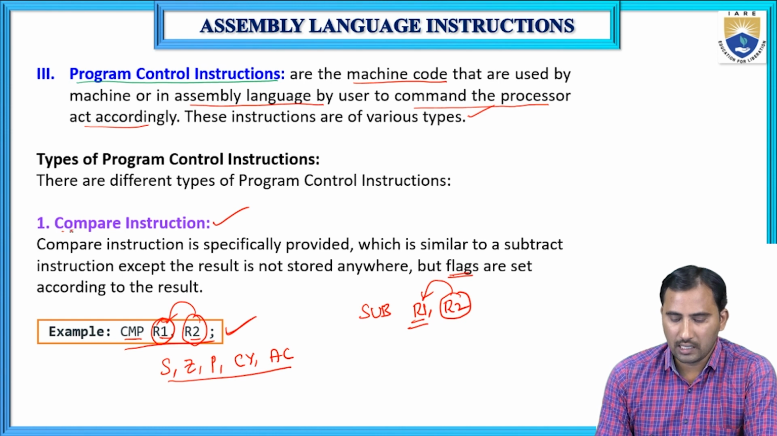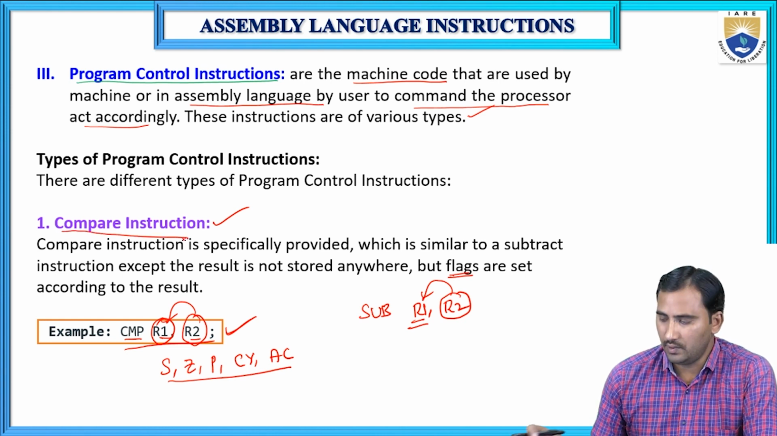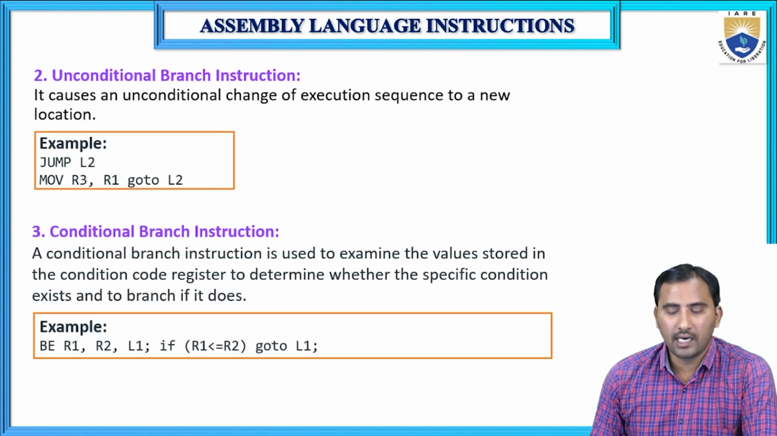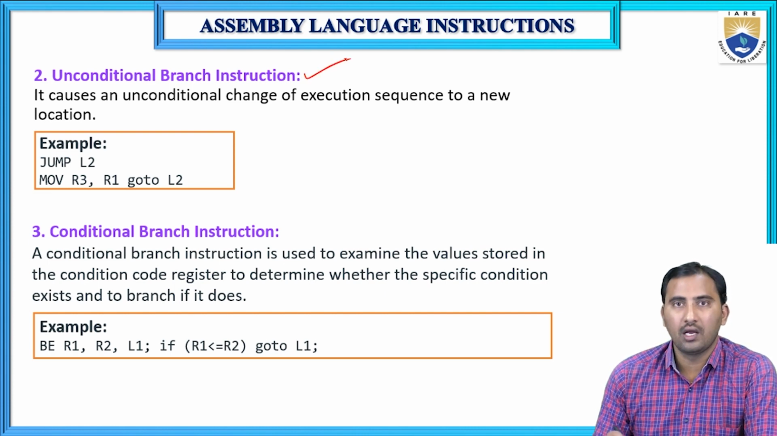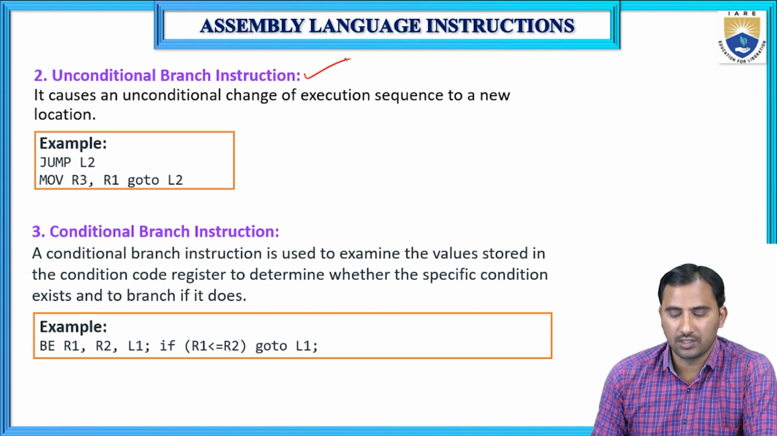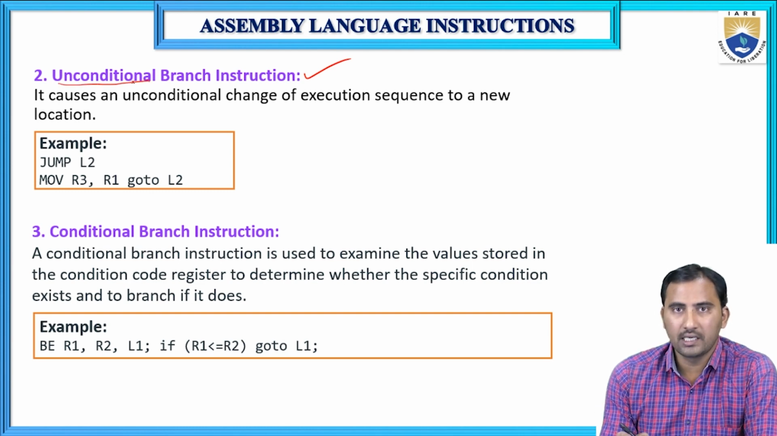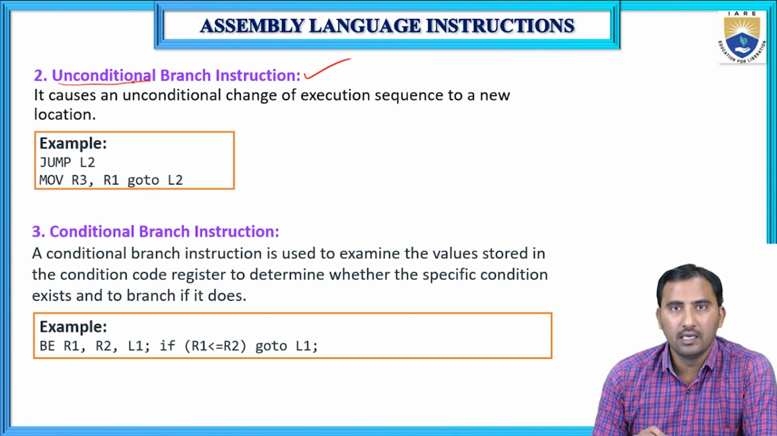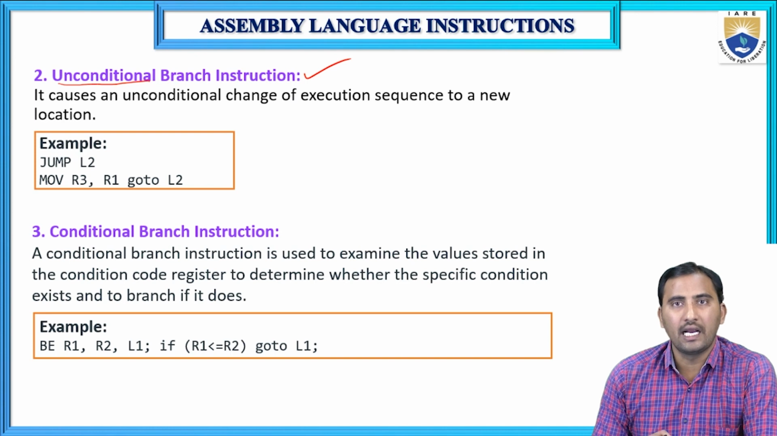So that is a compare instruction. The second one is the unconditional branch instruction. As the name indicates, unconditional means without checking any condition, the program control will be transferred.